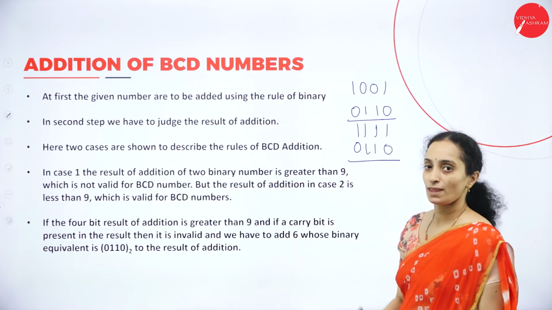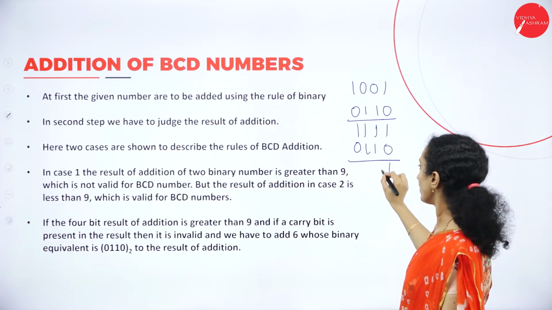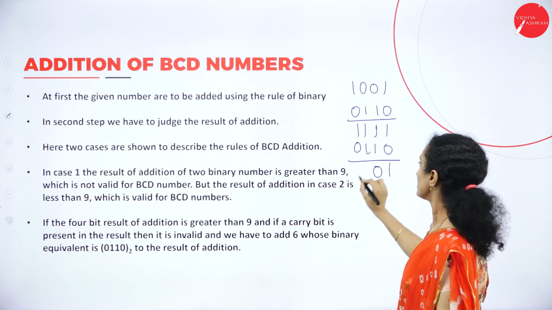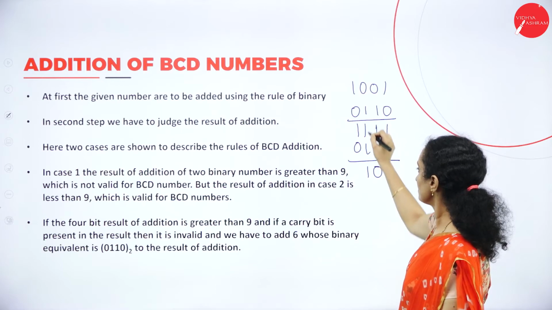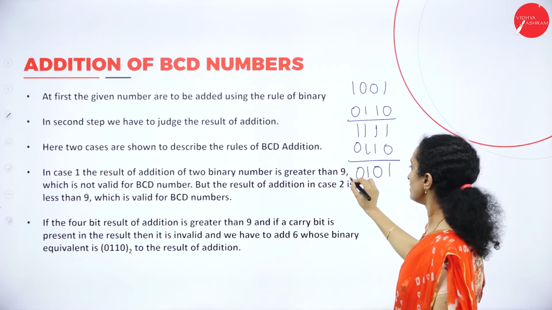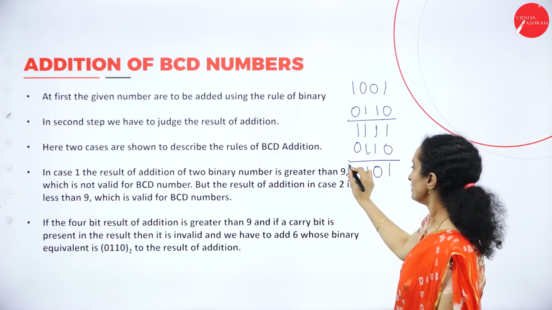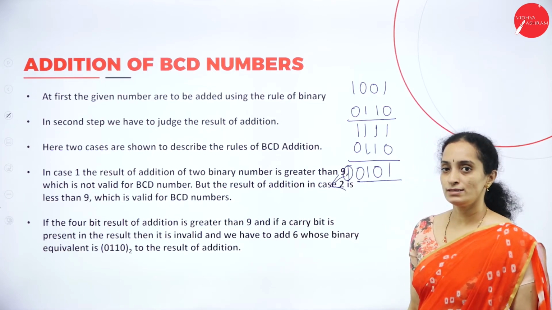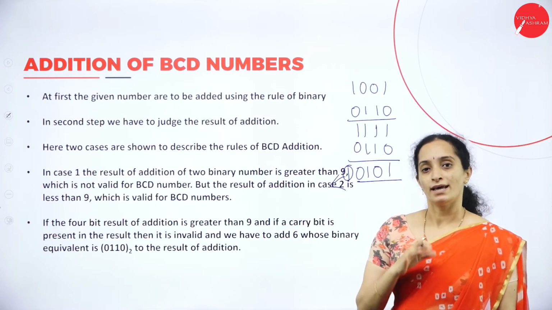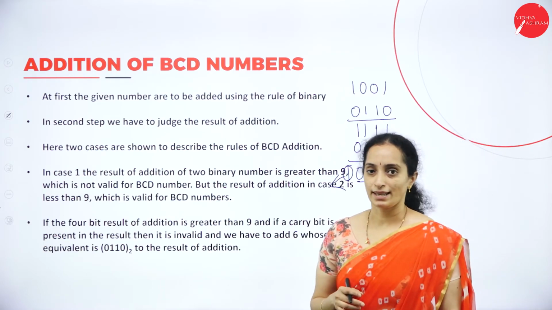0110. Okay, so this will become 1 0 1 0 1. This 1 will be discarded. So 0101 will be a valid BCD number.